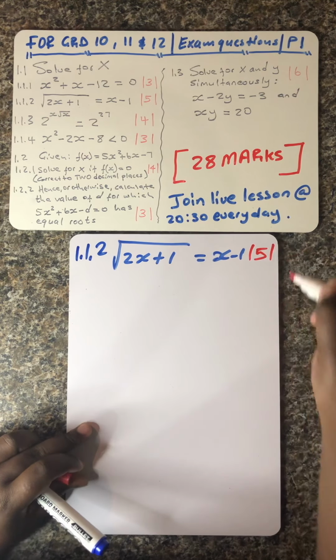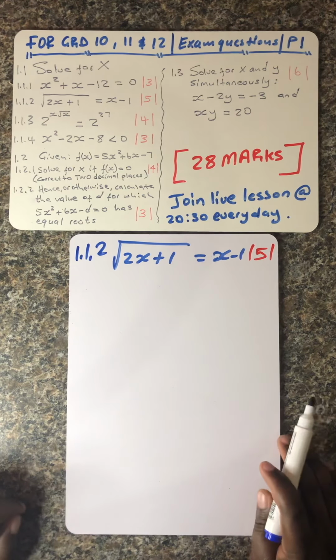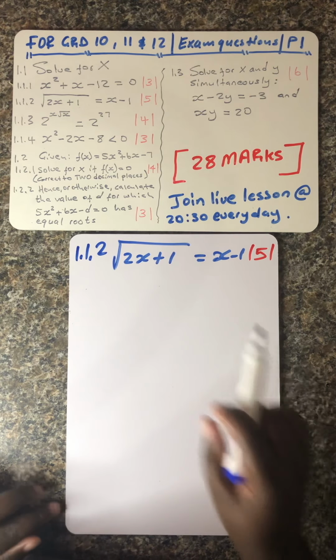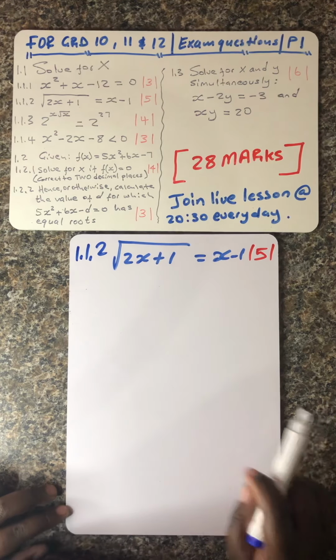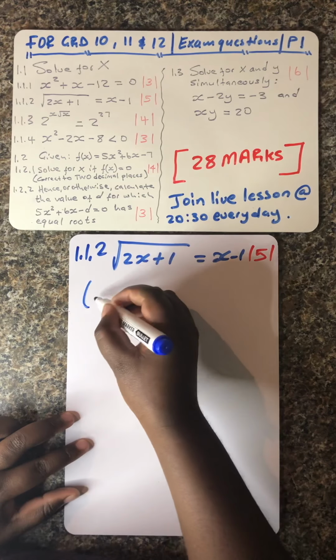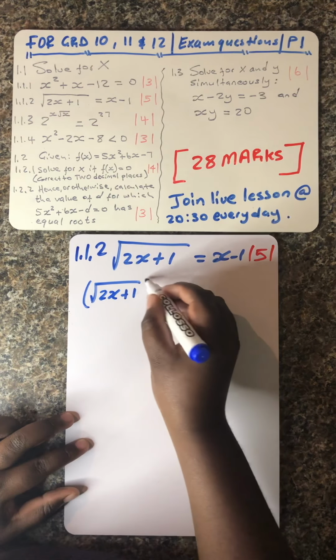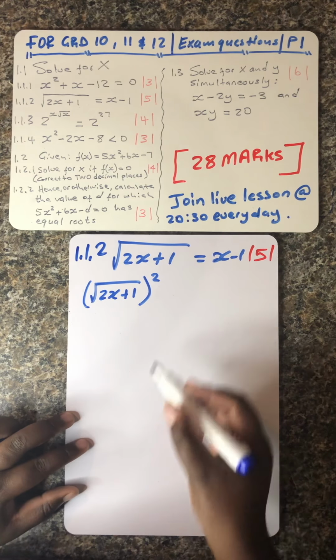Okay, so we'll solve the question. In the end, I'll show you exactly where you score marks. So guys, with this kind of equation where you've got a square root, the first thing that you need to do is to remove that square root. And this is how you remove a square root: you introduce a square on both sides.